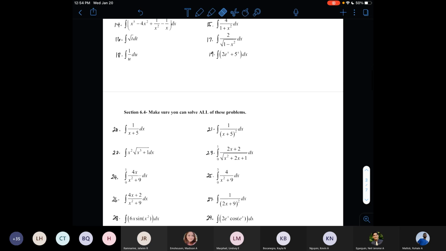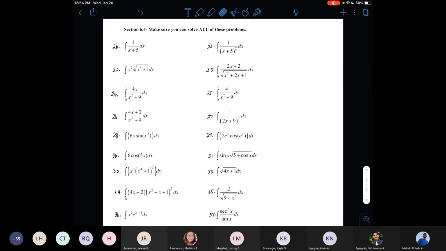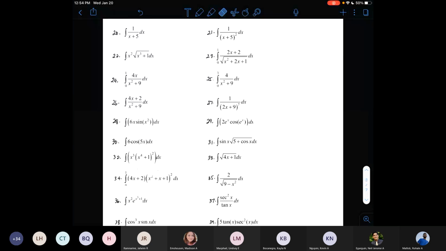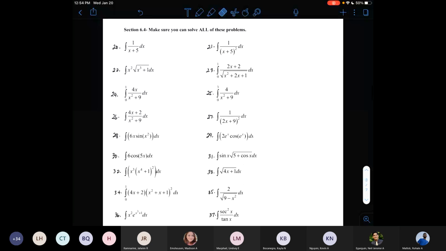What I want to focus on next meeting would be problems coming from section 6.4. So that's problems 20 until 56. These problems require u substitution in performing the integration. So I want you guys to take a look at them and try to answer some of them. And if you find some problems interesting or some things difficult, take note of them and let me know so that I can focus on those problems.